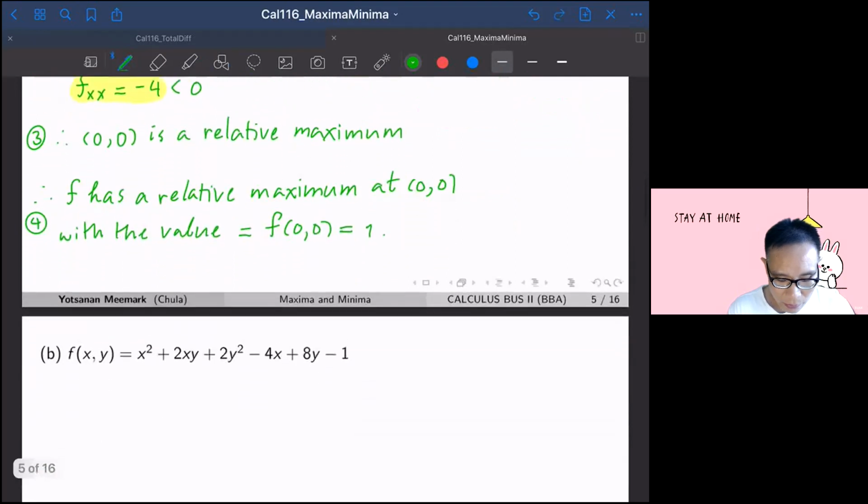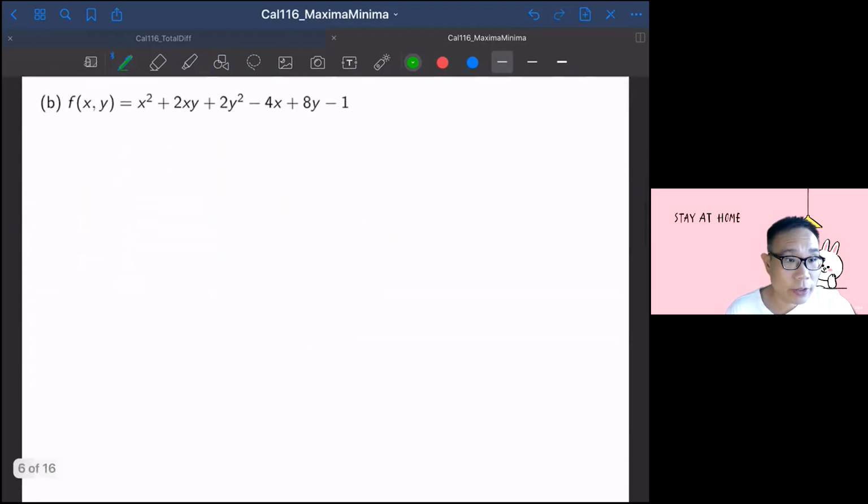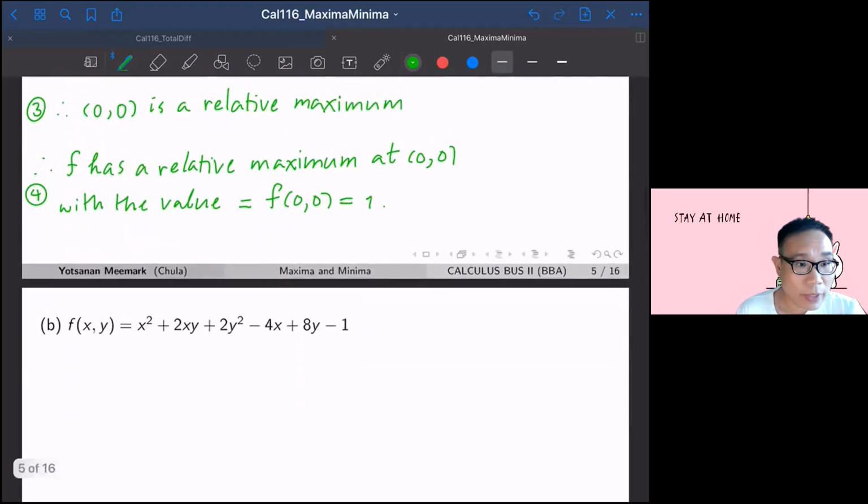Let's do one more. You have f(x, y) equal to x squared plus 2xy plus 2y squared minus 4x plus 8y minus 1. Okay, so for this one, again, the first step turned out to be you like to find fx. Okay, fx is going to be 2x plus 2y minus 4.